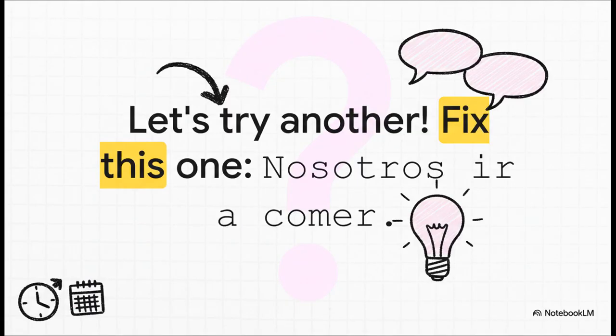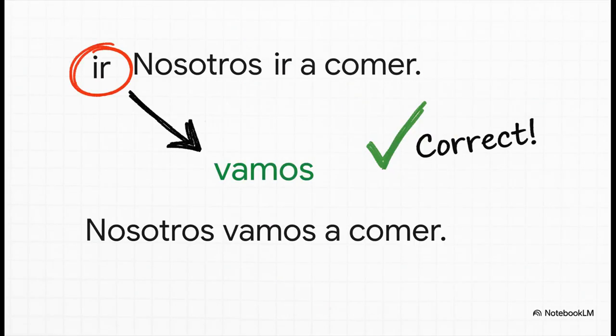All right, let's go again. This one should look pretty familiar. Nosotros ir a comer. What was the very first trap we talked about? How do we fix this one? Of course, we forgot to conjugate ir. For nosotros, the correct form is vamos, so the sentence becomes nosotros vamos a comer. See? Once you know the traps, they're easy to spot.